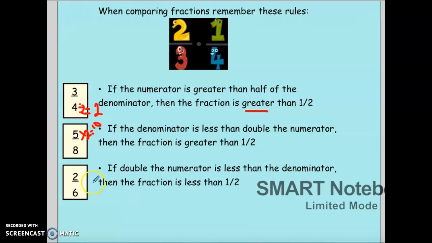Last rule, if double the numerator, so 2 times 2 is 4, is less than the denominator, then the fraction is less than 1/2. 4 is less than 6, so 2/6 is less than 1/2. Again, you can use your fraction number lines to help check any of these.